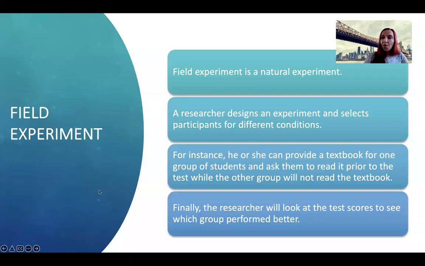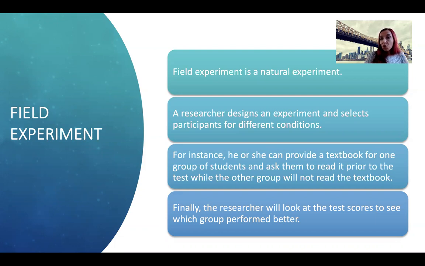Another type of an experiment is field experiment. This experiment is natural, and that is its main advantage versus an experiment that happens in artificial conditions.